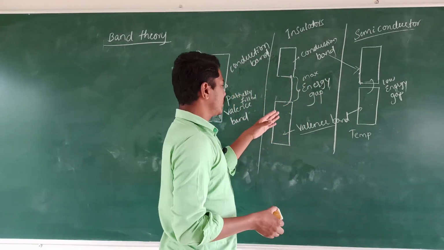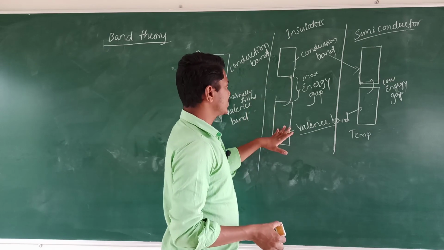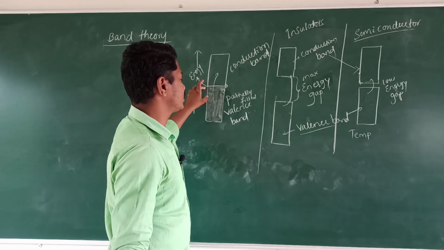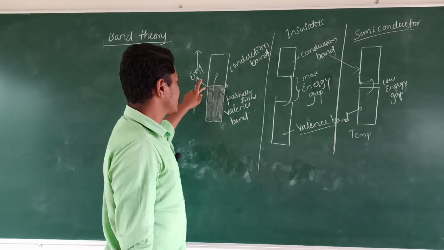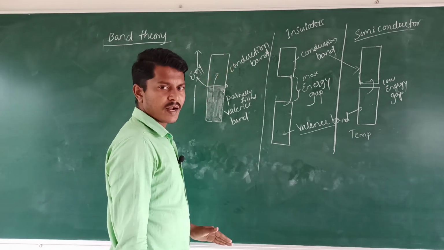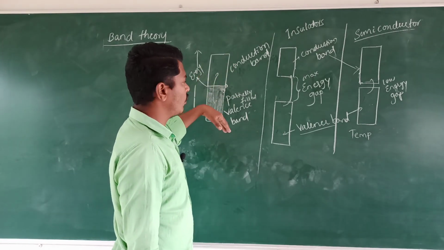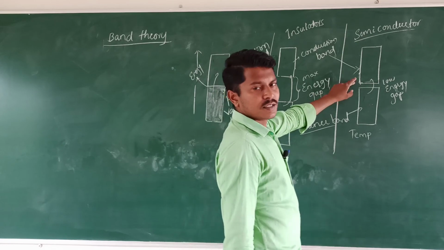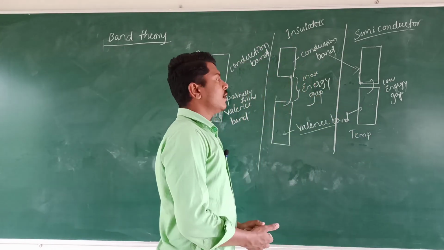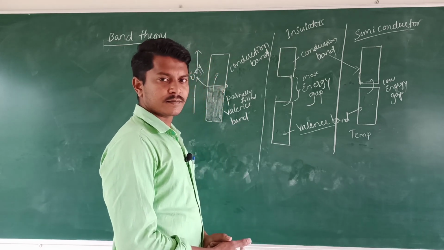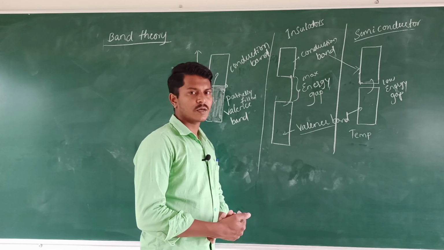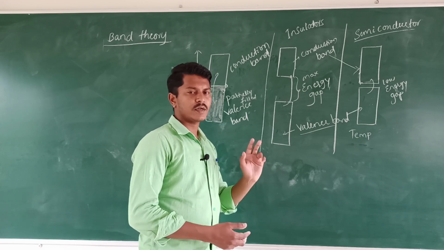Here in insulators, electrons cannot jump from the valence band to the conduction band. In metals, there is no difference between the valence band and conduction band, so electrons are easily movable. Here, to some extent, on giving high temperature, it acts as a conductor in semiconductors. Got it? Okay, bye.